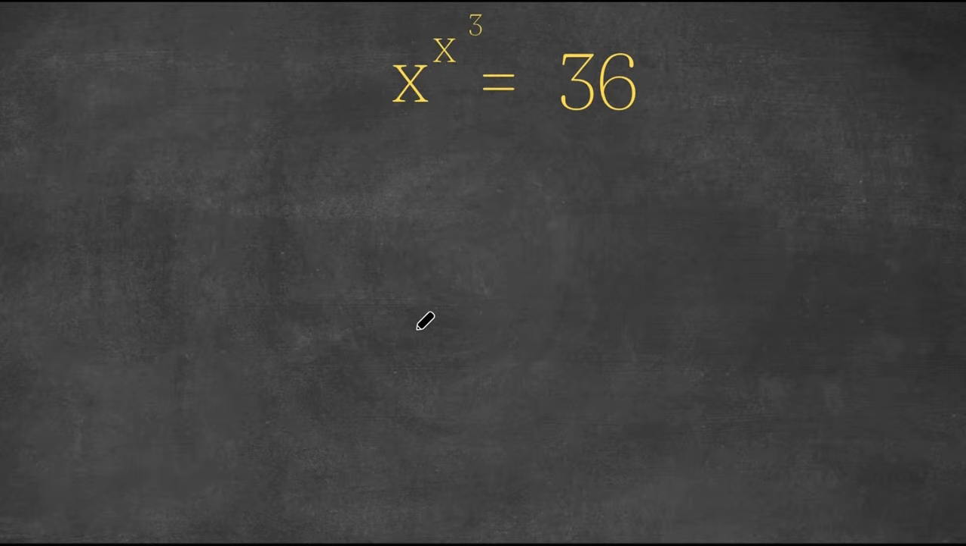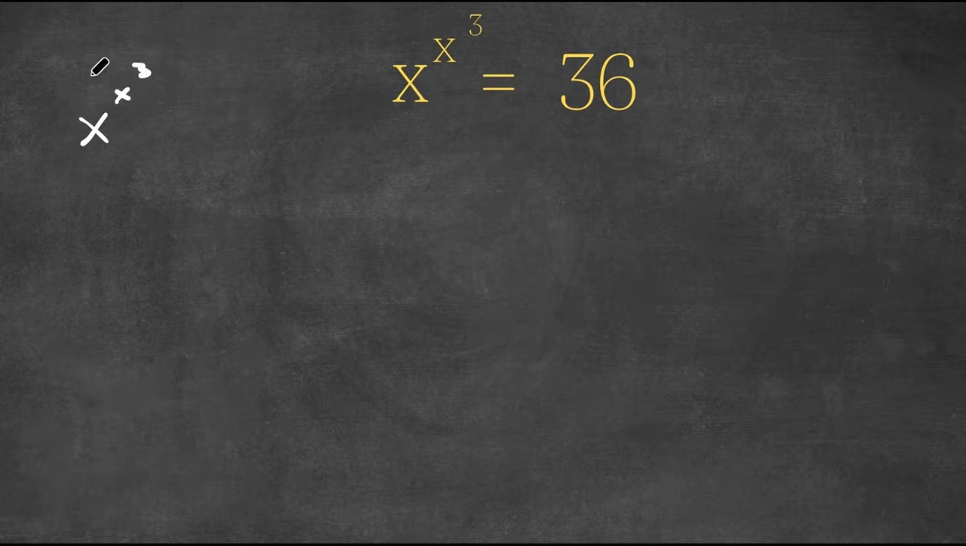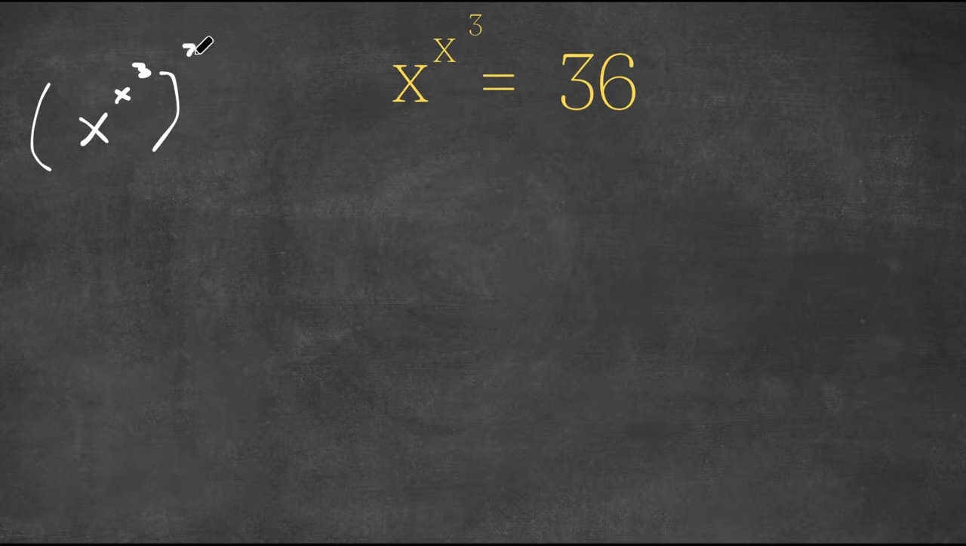In today's video, I'm going to be teaching you guys how to solve this exponential equation. So we have x to the power of x to the power of 3 is equal to 36. Now I'm first going to take the power of 3 on both sides. So now we have x to the power of x to the power of 3 to the power of 3, and now this is equal to 36 to the power of 3.